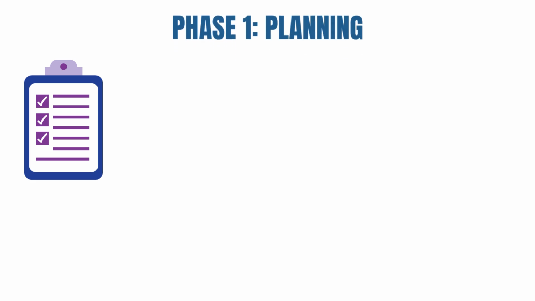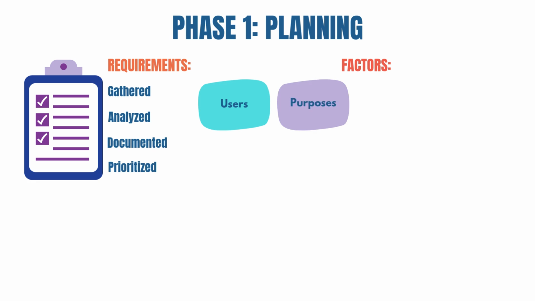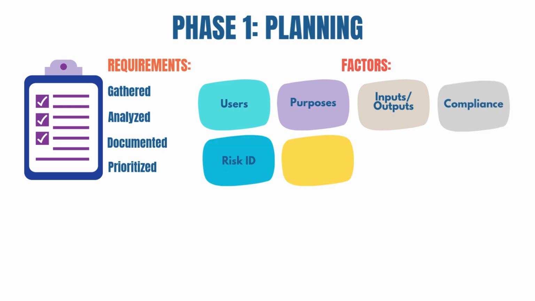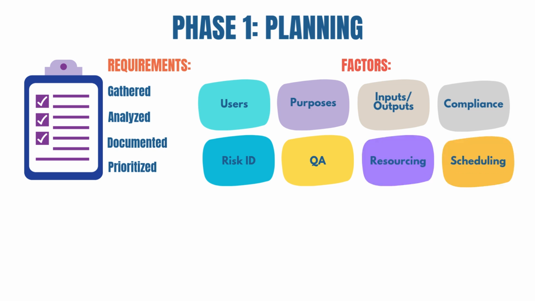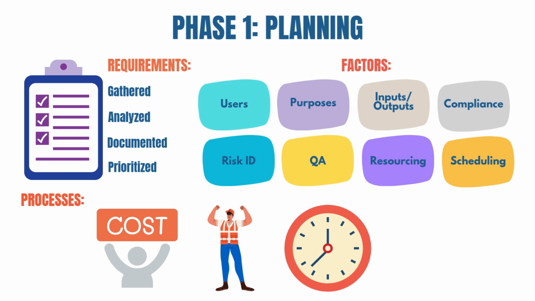In the first stage of the SDLC, the planning phase, requirements are gathered, analyzed, documented, and prioritized. When planning a software solution, the following factors must be considered: users of the solution, the overall purpose of the solution, data inputs and outputs, legal and regulatory compliance, risk identification, quality assurance requirements, allocation of human and financial resources, and project scheduling. As part of the planning process, labor and material costs are estimated and weighed against time constraints.